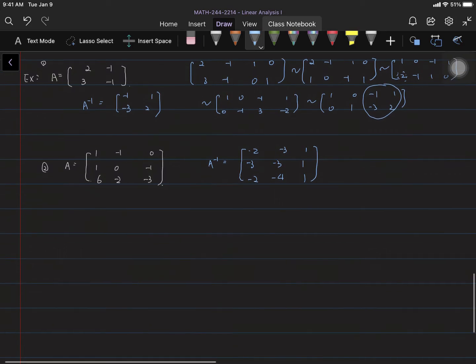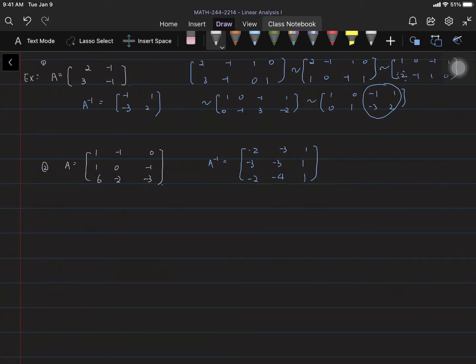Let's take a look at example 3. We're going to solve the linear system using the inverse matrix. And this is going to be in the midterm, the first midterm. Example 3. Use the inverse matrix to find the solution.